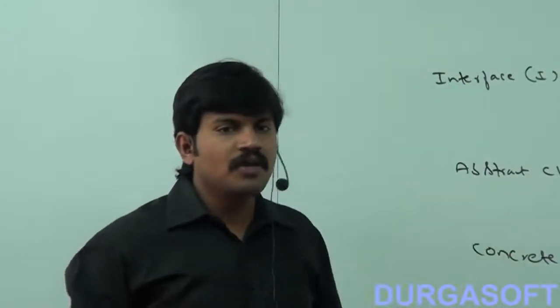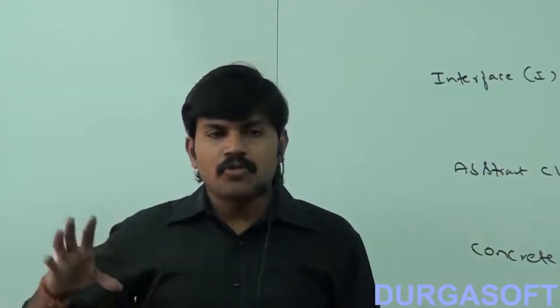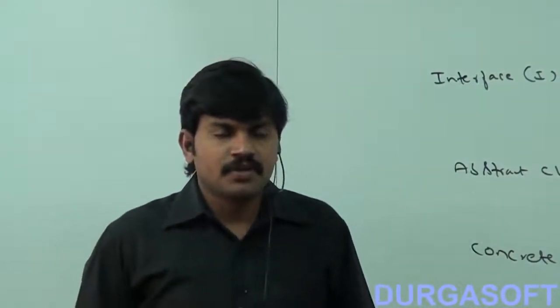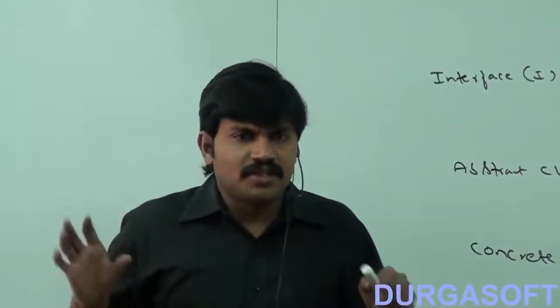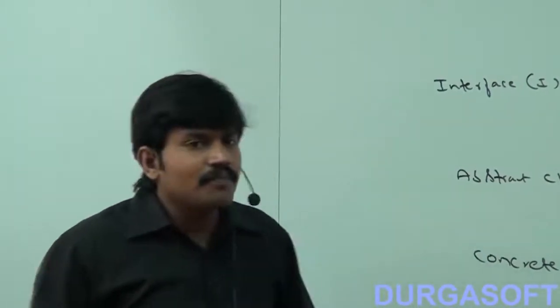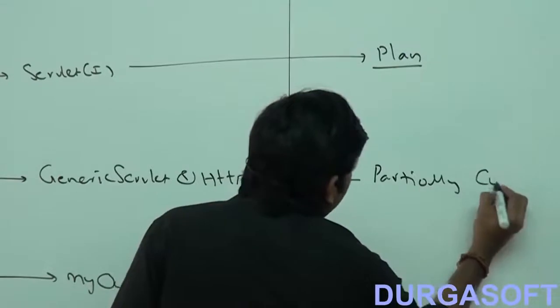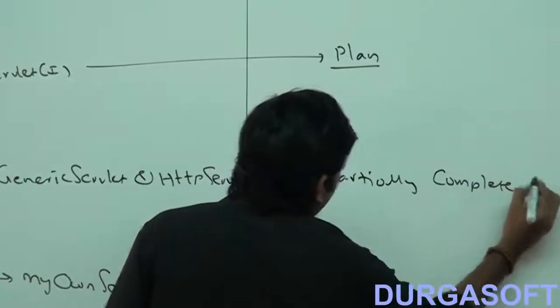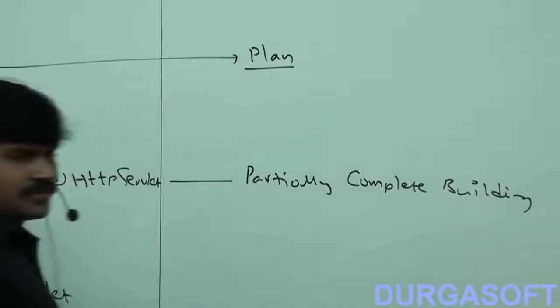Now, based on this plan, we start construction of the building. Suppose a 1,000-floor building is our requirement, and some 200 floors are completed. It is only partially completed, not complete. A partially completed building is nothing but an abstract class.